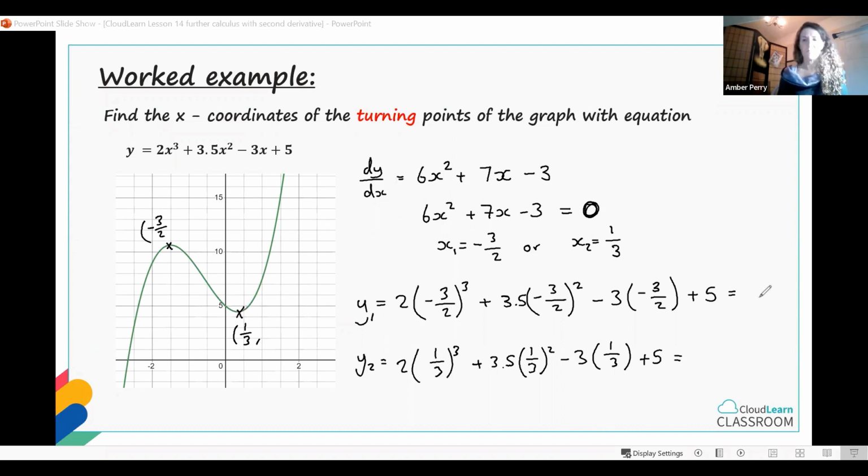And I'm not too worried about finding the actual y values. You would obviously definitely do it in the exam if that was part of the question. Cubed plus 5, I thought. Has anyone done them? No. It's a while.